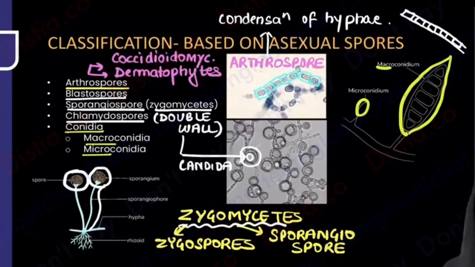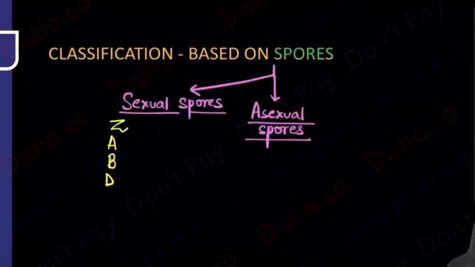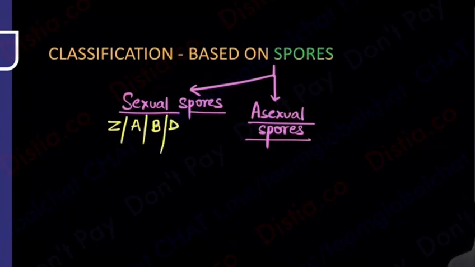If I can come all the way back and tell you what I was going to discuss: under the sexual spores, we have zygomycetes, ascospores, basidiospores, and the deuteromycetes, which is basically the fungi imperfecta. After that, arthrospores, blastospores, sporangiospores, chlamydospores, and conidia. All the other miscellaneous ones will nicely come under the asexual variety. Having said that, the classification is still not over, right?